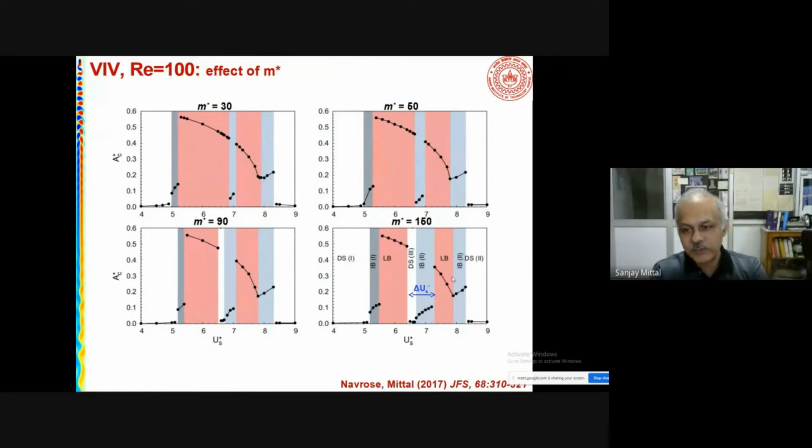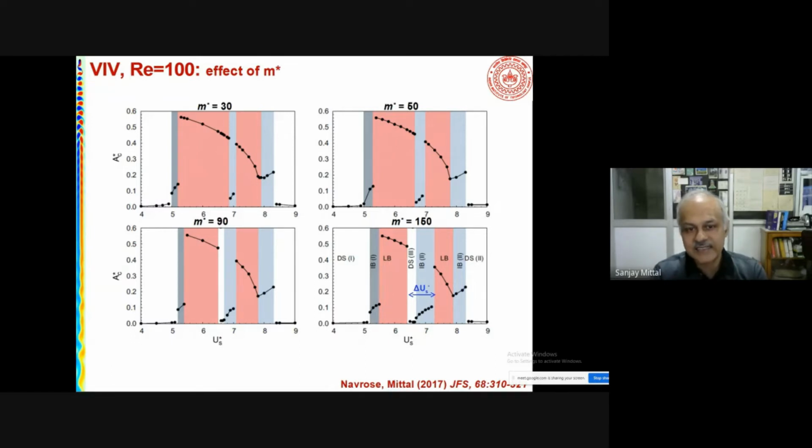And this picture here shows in more detail what happens as you keep increasing the M star, let's say from 30 onwards to 150. And you can see this regime in between, which is marked in the grayish blue color. It becomes a little bit more rich as you increase the mass ratio. And what you would find interesting is that the range of lock-in doesn't change as much. So one would have expected that a heavier body compared to the surrounding fluid would vibrate for a smaller range of U star. But no, that's not what happens. It's just that as you increase the mass ratio, heavier systems seem to be more complicated.